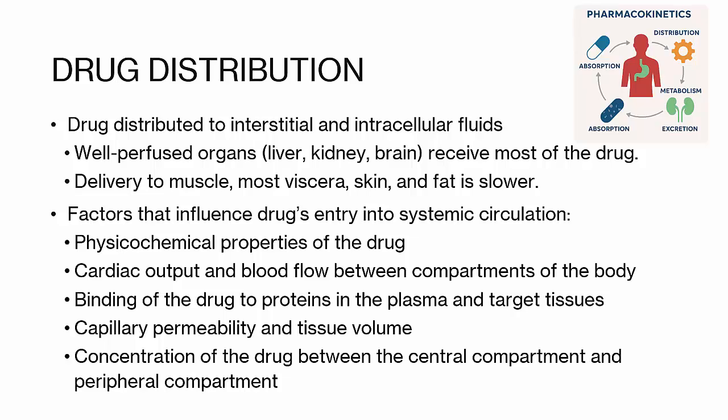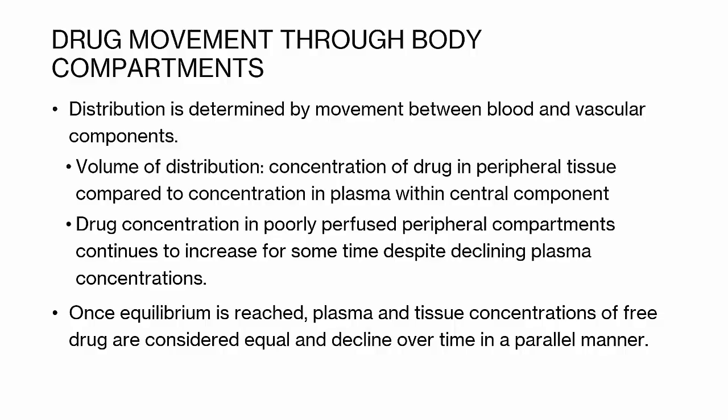A drug's entry into the systemic circulation and distribution to its target cells or tissues are influenced by several factors: the physiochemical properties of the drug, such as the size, charge, and lipophilicity; the cardiac output and blood flow between the compartments of the body; the binding of the drug to proteins in the plasma and target tissues; the capillary permeability and the tissue volume; and the concentration of the drug between the central compartment or plasma and the peripheral compartment, the extravascular cells, and the tissues. The drug's movements through the body compartments.